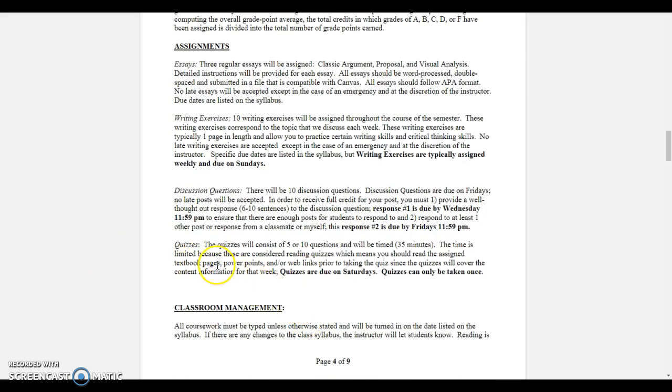The quizzes are typically due on Saturdays, and they will be timed, and they are about 35 minutes, and they consist of 5 or 10 questions.